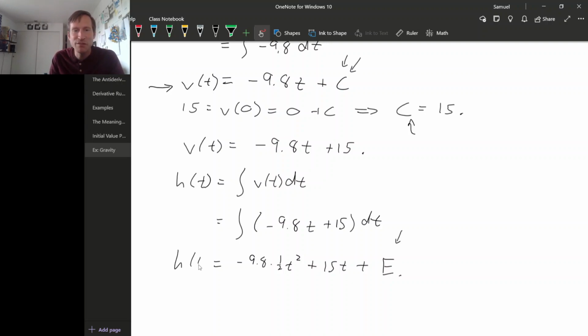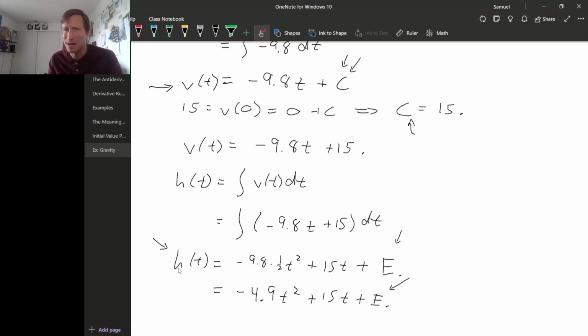So here's a formula for our height function. We could simplify it a little bit. 9.8 over 2, that's 4.9. So negative 4.9t squared plus 15t plus some constant that we don't know yet. So now we have to ask ourselves, do we have enough information to figure out E? What would enough information be? Well, the information we need to figure out this constant is a data point for this function. We need to know at least one point on the graph of this height function.